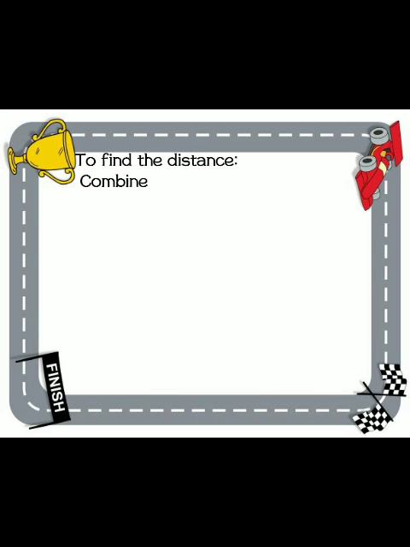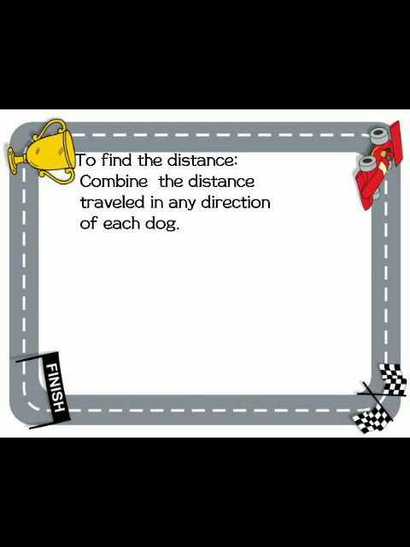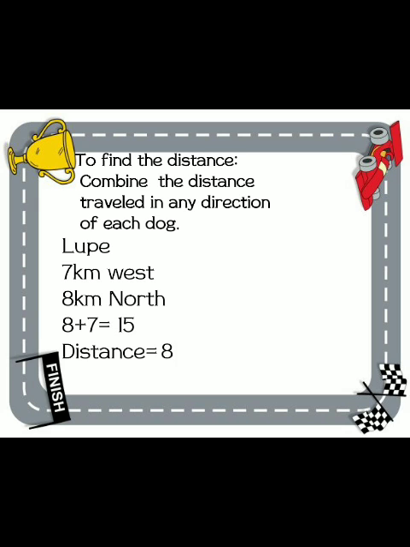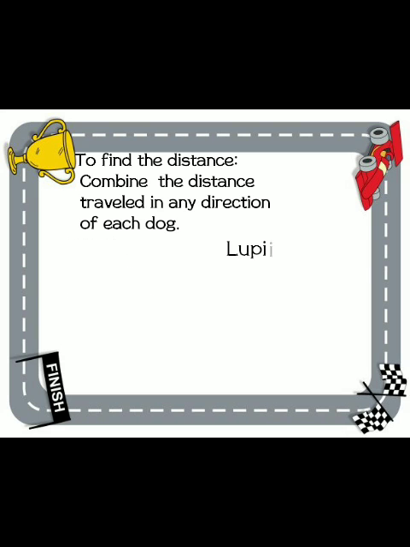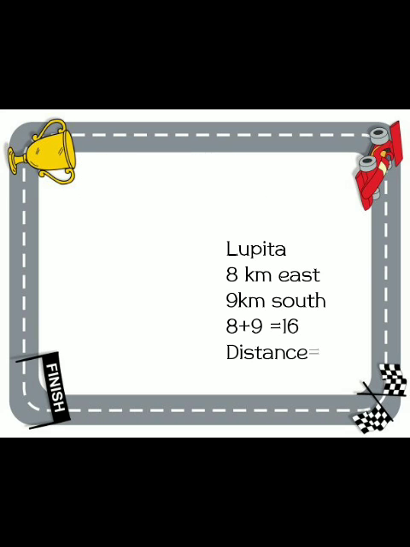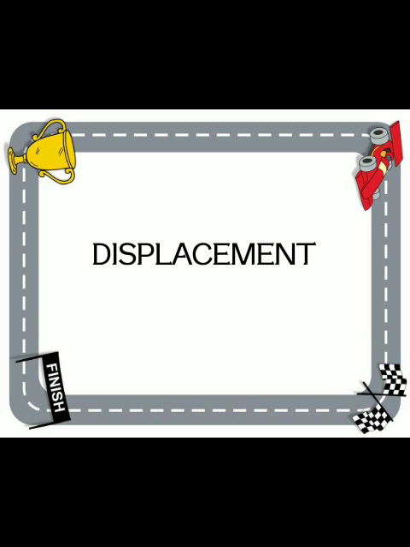To find the distance, combine the distance traveled in any direction by each dog. Lupe traveled 7 km west and 8 km north. Combine 8 plus 7 equals 15. So Lupe traveled 15 kilometers. Lupita traveled 8 km east and 9 km south. Combine 8 plus 9 equals 16. So the total distance traveled by Lupita is equal to 16 km. Since we are done with the distance, let us now solve for the displacement.